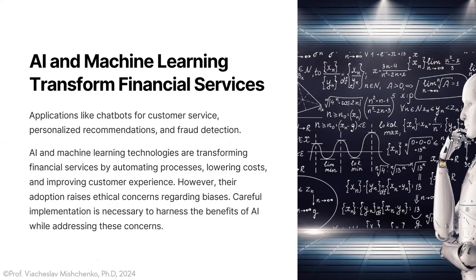However, I think it's important to note that this transformation isn't without challenges, because while AI can automate processes and significantly lower costs, it also raises important ethical concerns, as you may imagine, particularly around bias in decision making. For instance, if an AI system is trained on historical lending data that reflects societal biases, it might perpetuate some of those same biases in its decisions.